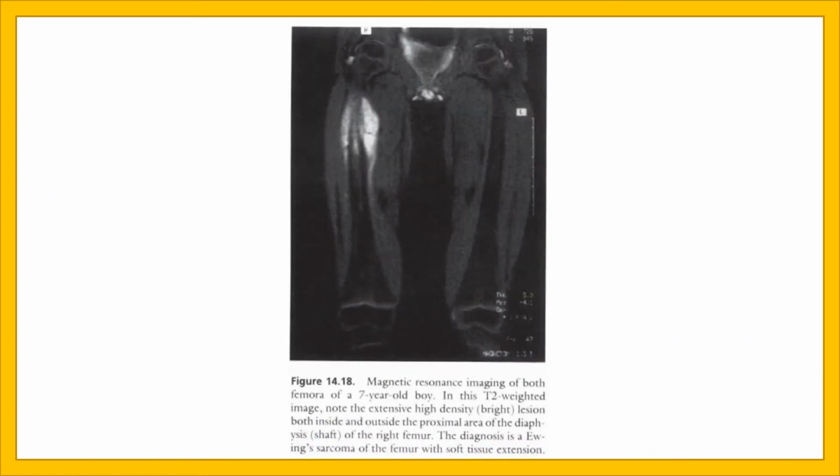This picture is magnetic resonance imaging of both femora of a 7-year-old boy. In this T2 weighted image, note the extensive high density or bright lesions both inside and outside the proximal area of the diaphysis or shaft of the right femur. The diagnosis is a Ewing's sarcoma of the femur with soft tissue extension. Scintigraphy or bone scan.